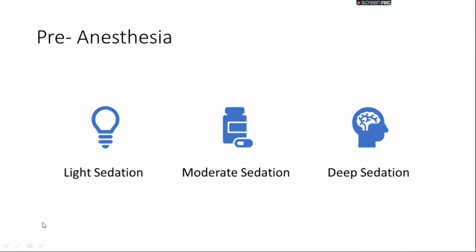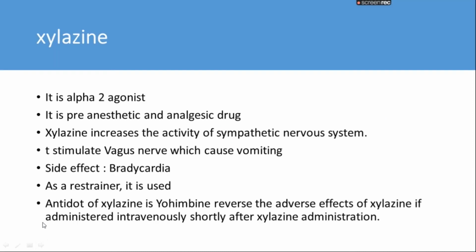Pre-anesthesia includes light sedation, moderate sedation, and then deep sedation. If you talk about xylazine, it is an alpha 2 agonist, an adrenergic 2 agonist. It is a pre-anesthetic as well as an analgesic, a pain-relieving drug.